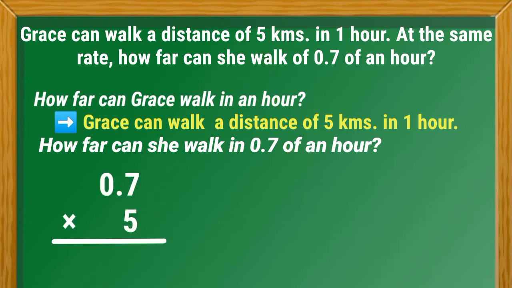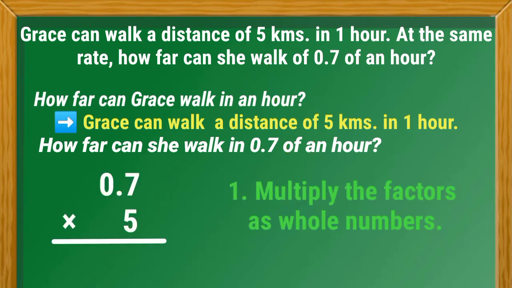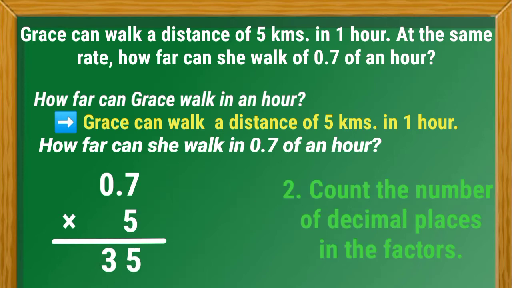Here are the steps on how to multiply. First, multiply the factors as whole numbers, like this: 7/10 times 5. 5 times 7 is 35. Second, count the number of decimal places in the factors. Let's start from the multiplicand. We only have one decimal place. How about in our multiplier? We don't have decimal places. So we only have one decimal place in the factors.